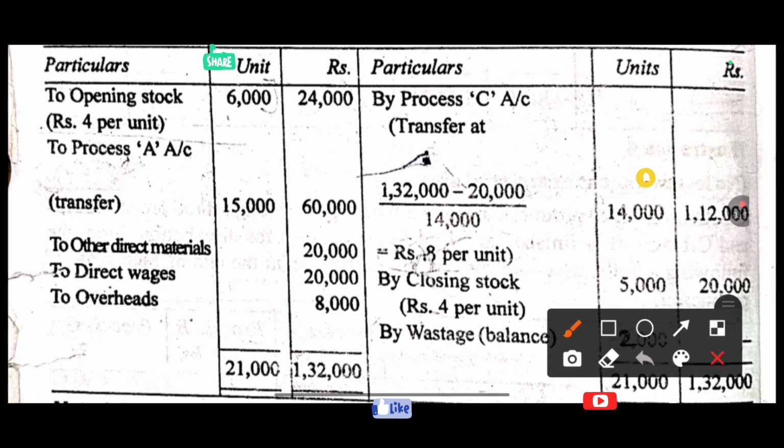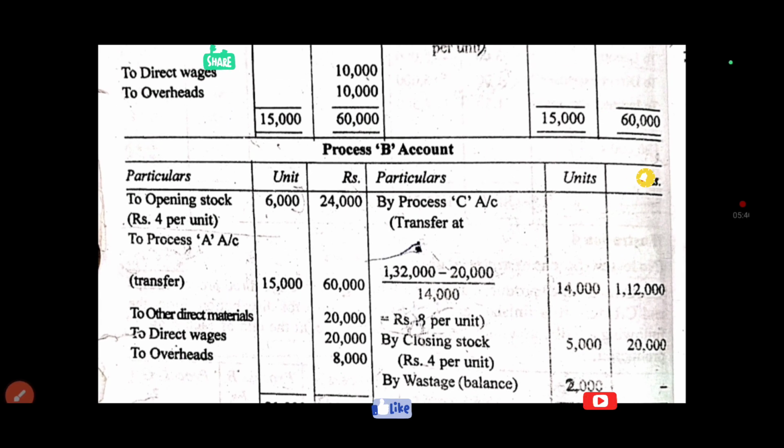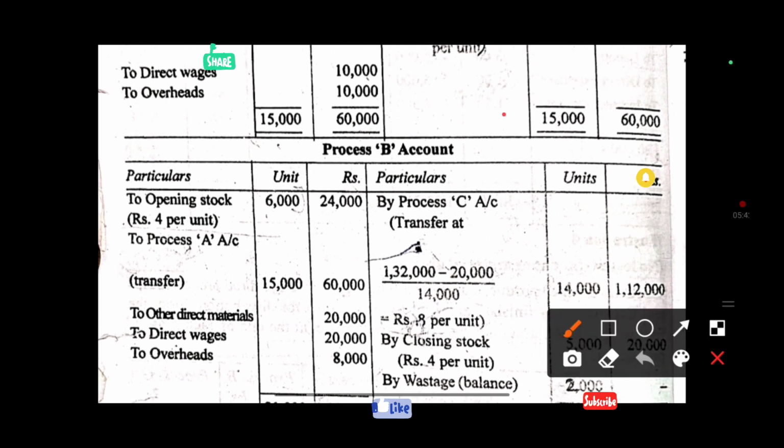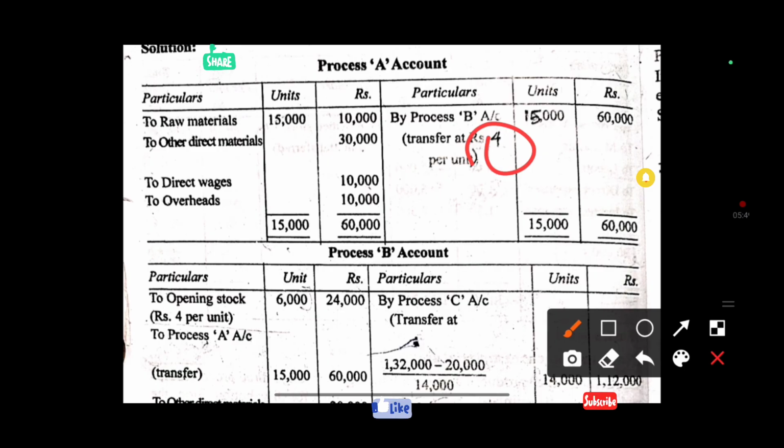When you have completed the opening stock calculation, let's come to closing stock. Where will closing stock appear? If the opening stock appears on the debtor side, of course the closing stock is to appear on the creditor side, right? So for the closing stock, how many units have they given? 5,000 units. That 5,000 units closing stock is also to be calculated with the previous process cost per unit. What is the previous process cost per unit? 4 rupees. The previous process cost per unit is 4 rupees, so it is to be calculated.